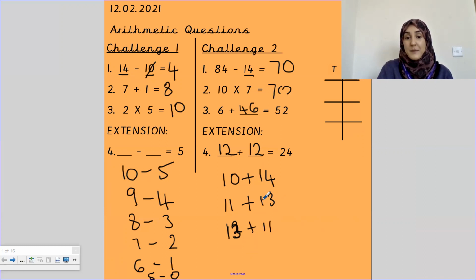Can you see that? Remember, addition is commutative. So 11 add 13 equals 24, and 13 add 11 also equals 24. Next, we've got 14 add 10. Next, we've got 15 add 9, or we could have 16.